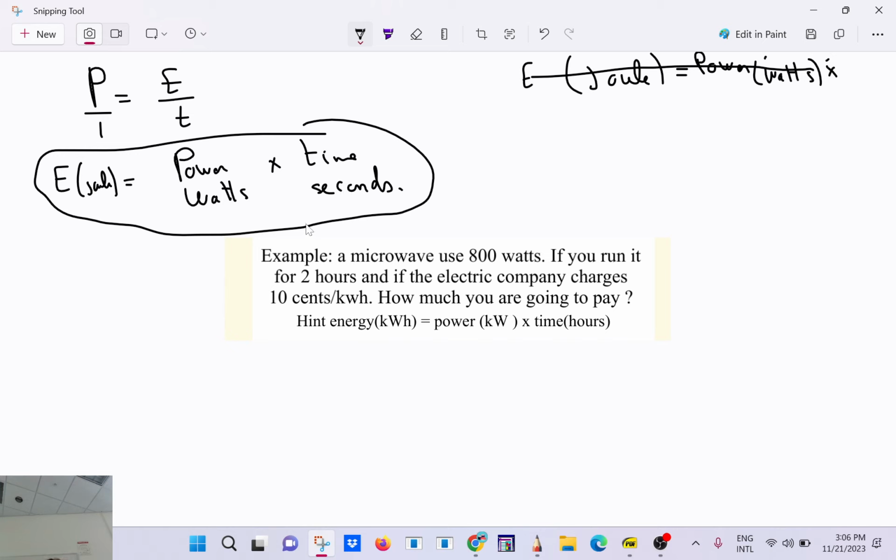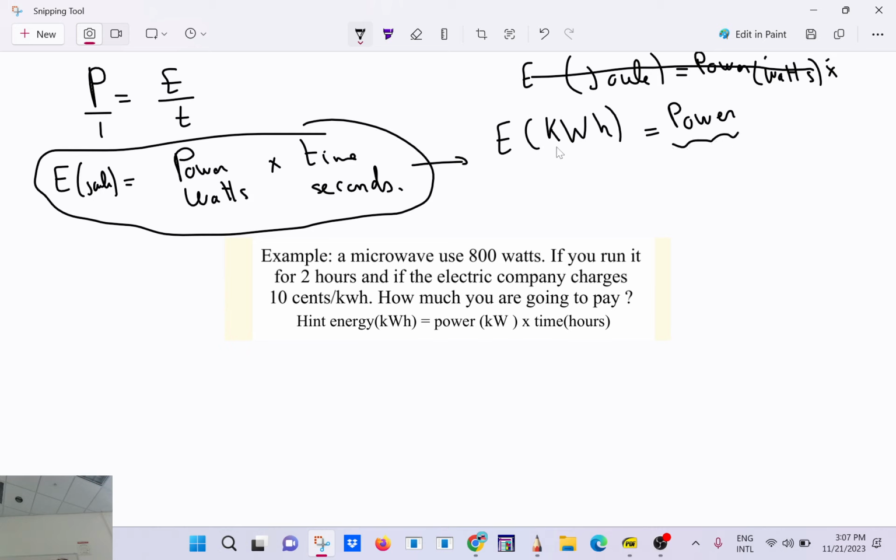But joule is a small unit of energy. We don't use that in the real world, like in an electric bill, for example. Instead, we use another unit of energy called the kilowatt hour. It's very simple. Look, you take your energy, and now it's going to be in kilo, which is 1,000, kilowatt, 1,000 watt hour. So let me ask you something. So in that case, power is going to be in what?